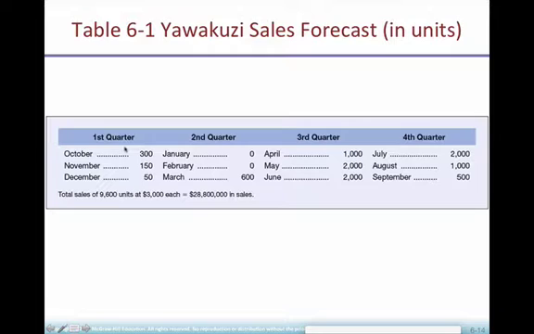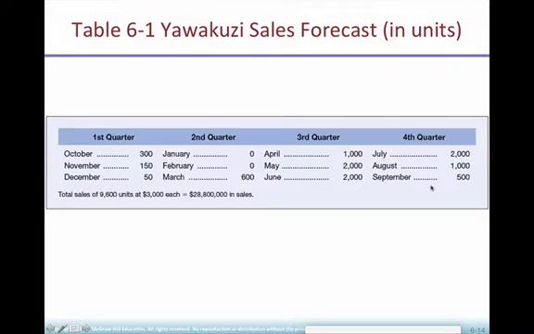Okay, let's see what they have. They come up with a sales forecast for one year, October to September, 12 months. They say they're going to sell these units per month. So you see they have months with zero sales, and then the peak months, May, June, July, 2000, and then it starts to go down again.